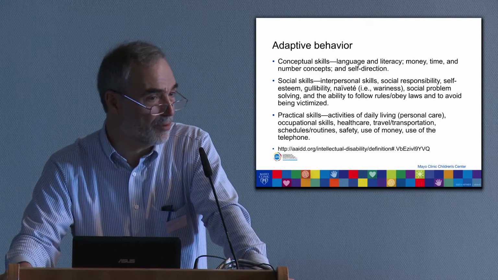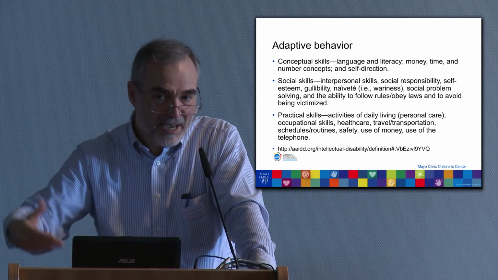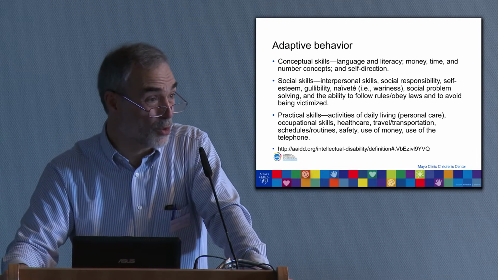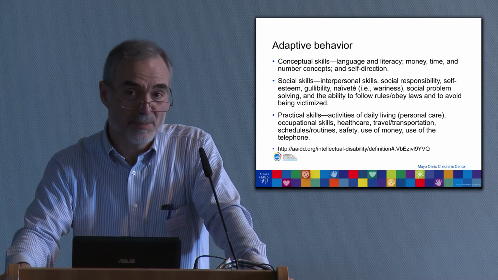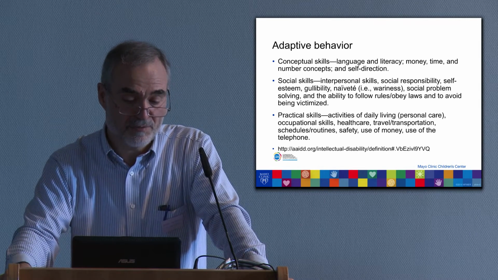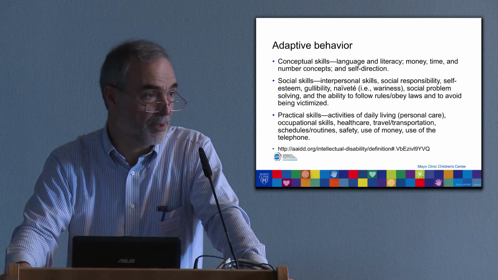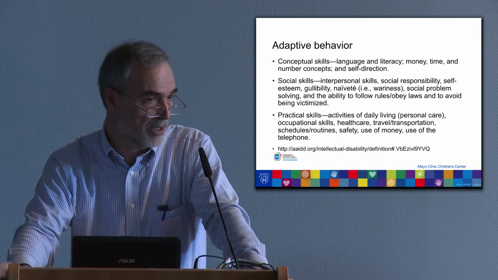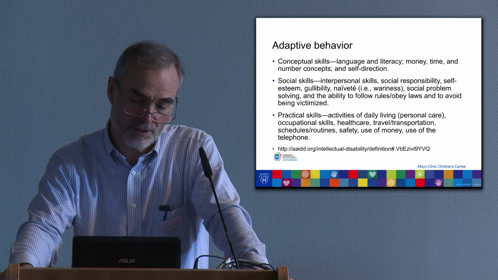So these people are vulnerable because they may not understand the concepts that not everybody is good. They need to be able to solve social problems, to follow rules, and to understand how they apply them, and again, to avoid being victimized because of their difficulties with these concepts.